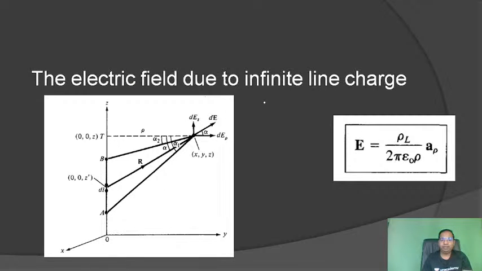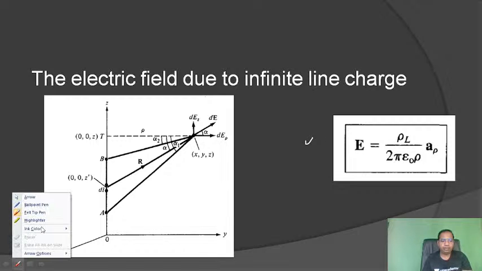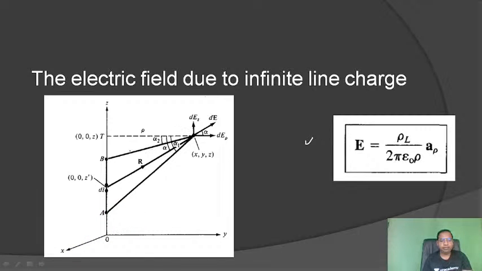If you take an infinite line charge, then the electric field intensity at a particular testing point, which is nothing but a reference point, can be found. So at this point I want to find the electric field intensity, and E can be given as rho L divided by 2 pi epsilon naught rho into a rho. Fine. If I take epsilon naught to the left hand side, then it becomes D. So D is equal to epsilon naught E is equal to rho L divided by 2 pi rho into a rho.